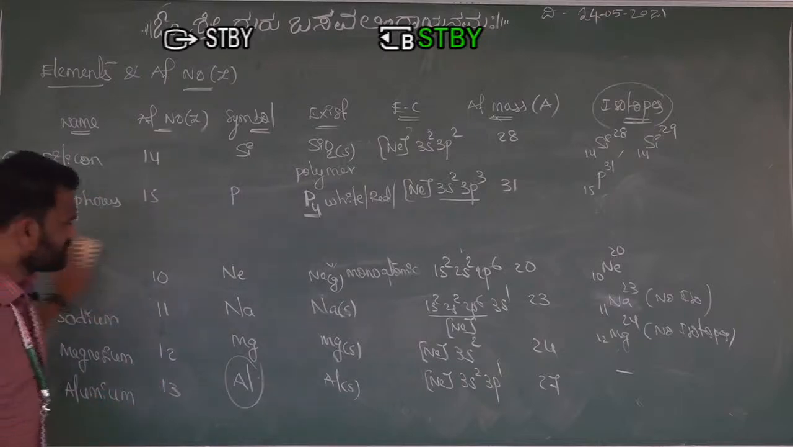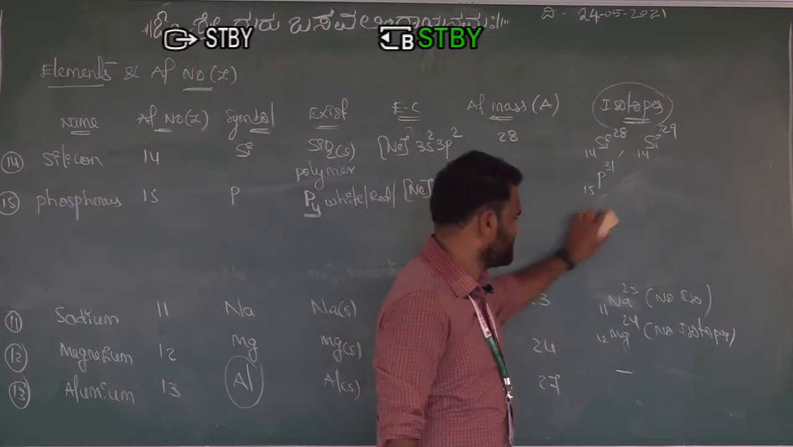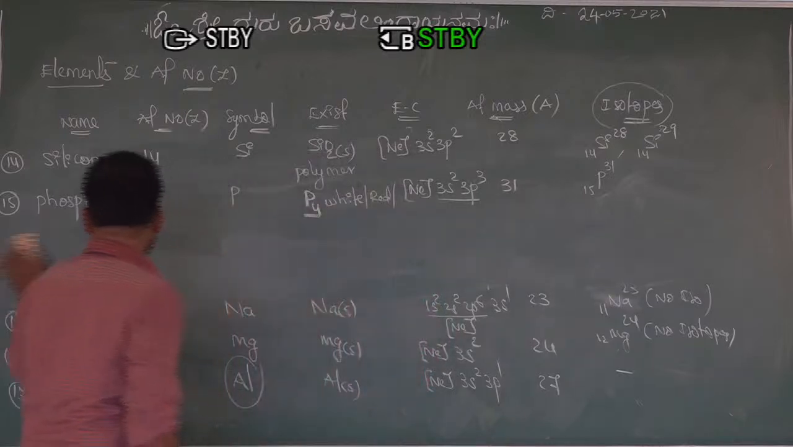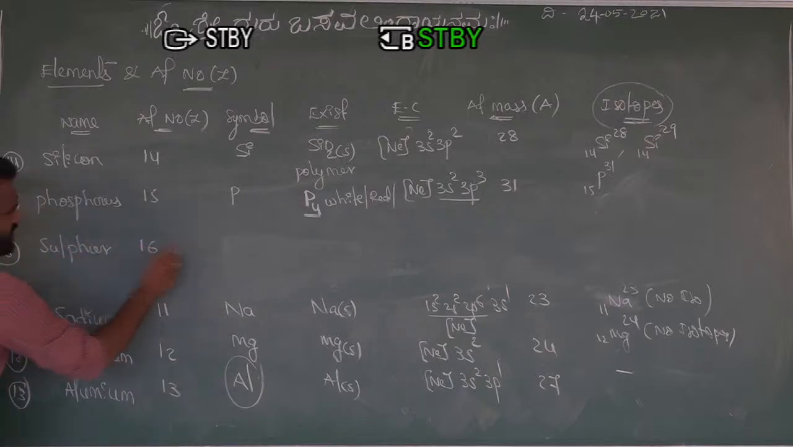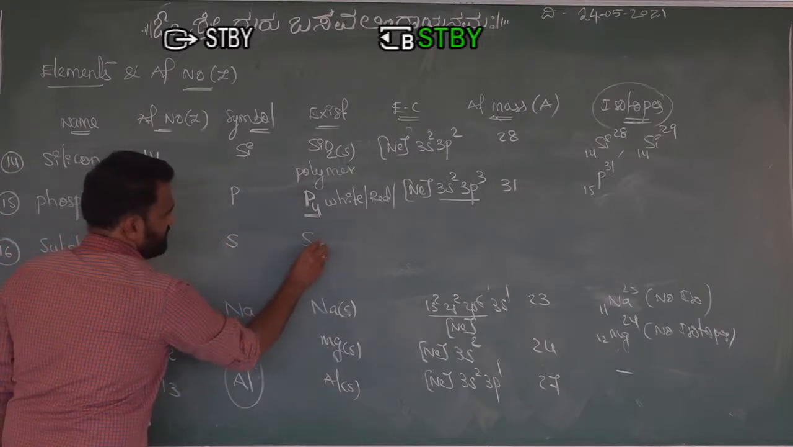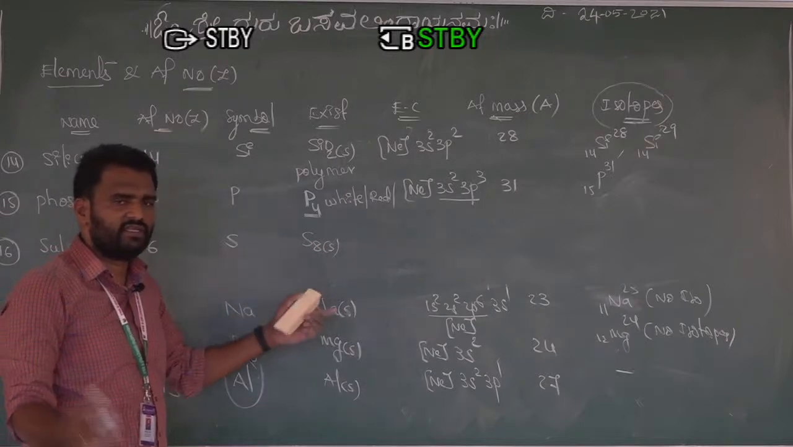Next, atomic number 16. What is the name of the element with atomic number 16? 16 means sulfur. Its symbol is S. Sulfur exists in the form of S8.